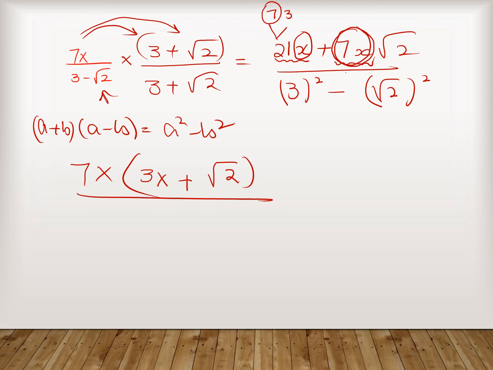Now write in the calculator 3 squared minus square root of 2 squared, so the square and square root of 2 cancel, so 9 minus 4 gives you 5. So that is your complete answer.